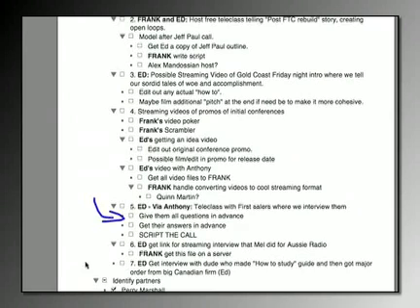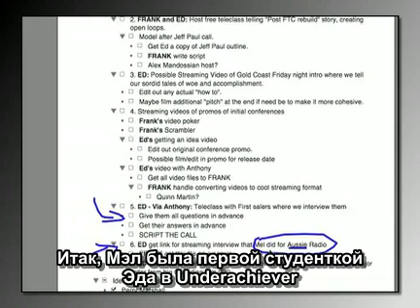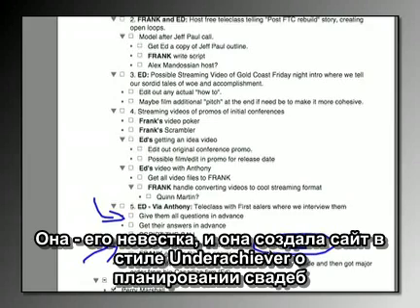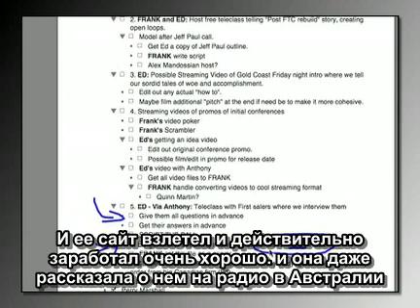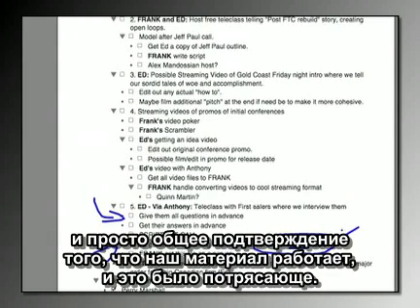And then another good thing we were going to give away is an interview that Melissa, or Mel rather, did for Australian radio. Now, Mel was Ed's first underachiever student. She is his sister-in-law, and she created an underachiever-style website about wedding planning. Her website took off and did really well, and she even ended up on the radio in Australia for it, and therefore we had the recordings of that interview. That gave great social proof and general proof that our stuff was working, which was awesome.